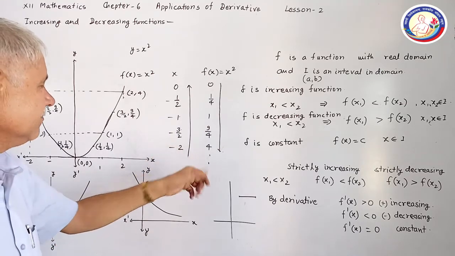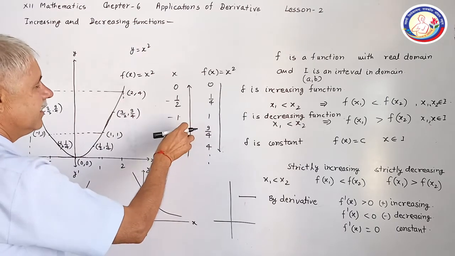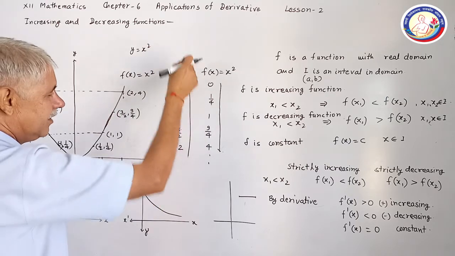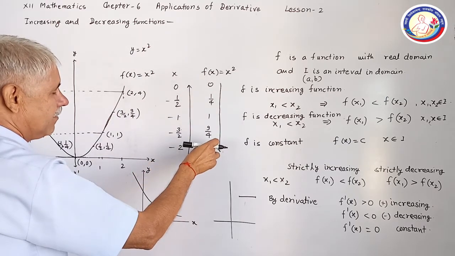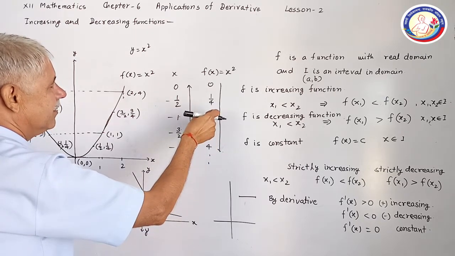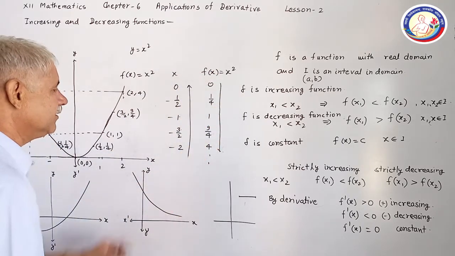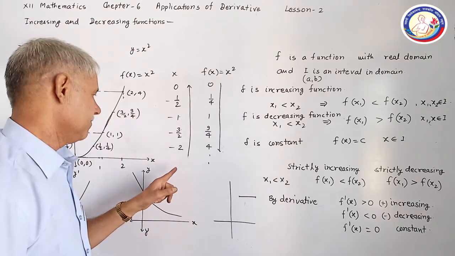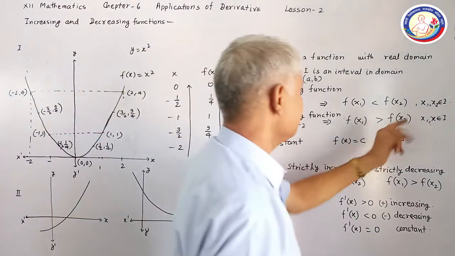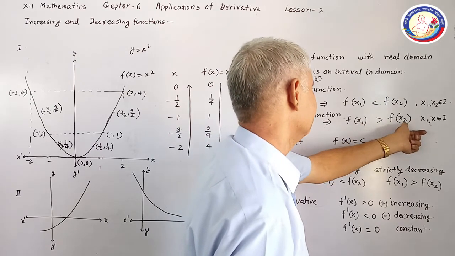So if the value of x increases, then the value of function also increases. In this condition, the values of x are minus 2 is less than minus 3 by 2, minus 3 by 2 is less than minus 1, minus 1 is less than minus 1 by 2, and similarly the values of function are 4 is greater than 9 by 4 and 9 by 4 is greater than 1. So here x is increasing and the value of function is decreasing. It means for a pair of two values of x, x1 is less than x2, the value of function at x1 is greater than at x2.